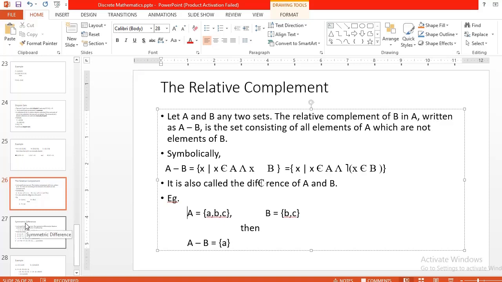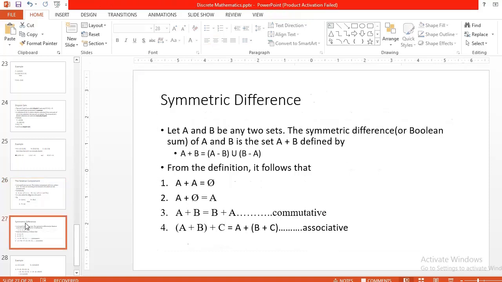Understood? Next, symmetric difference. Let A and B be any two sets. The symmetric difference, also called the Boolean sum of A and B, can be denoted as A plus B, and it is defined as A symmetric difference B is equal to A relative complement B union B relative complement A.